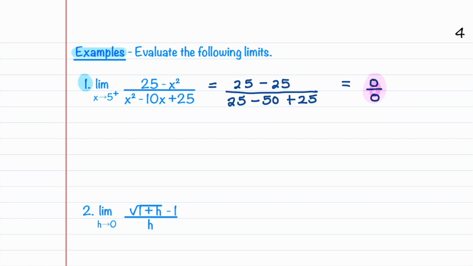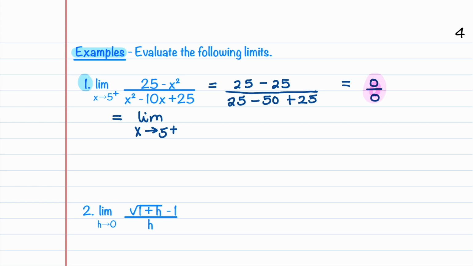When we look at this problem, we see that we have a quadratic in the numerator and in the denominator. So that clues us in that we can probably use factoring to evaluate this limit. We will factor the top and then factor the bottom. So we have the limit as x goes to 5 from the right.